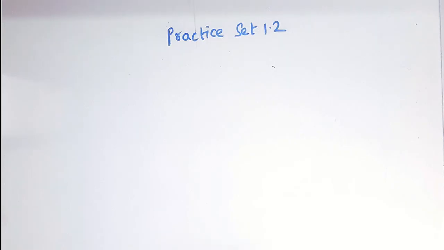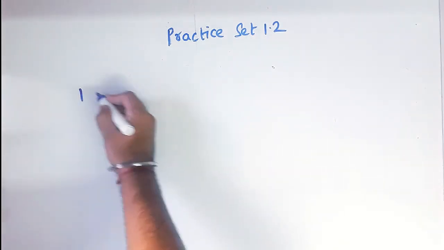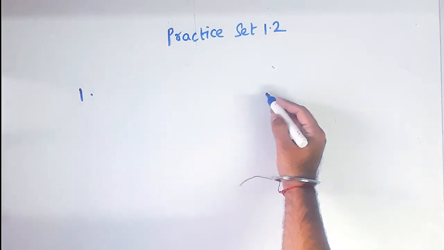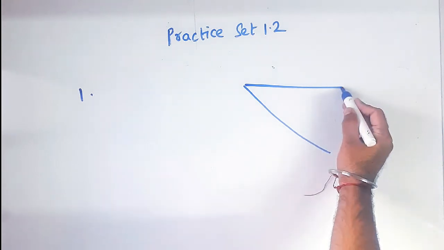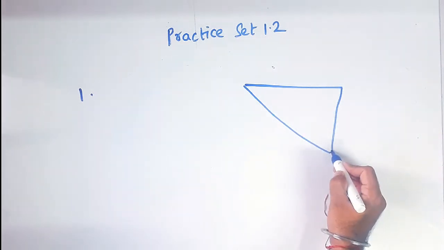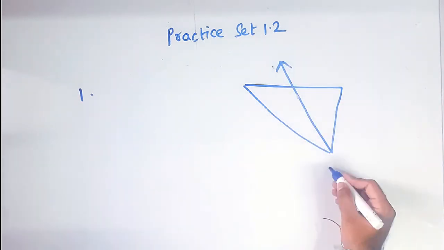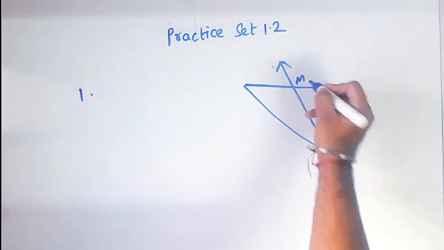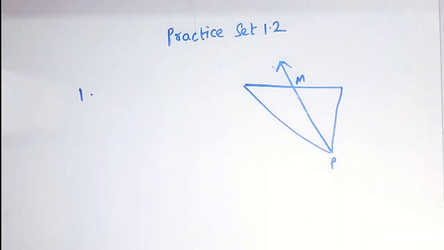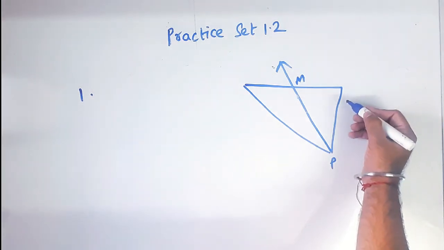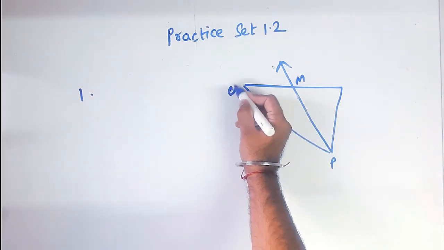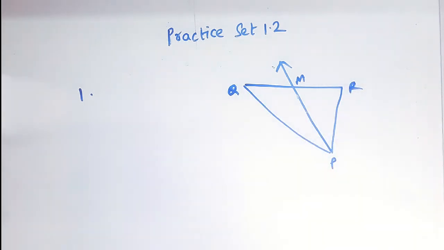Hello everyone, so today we'll be starting with practice set 1.2 geometry standard 10th. Okay, so without wasting any time, let us start the first one, where we have to show that PM is the angle bisector. In fact, we have to identify whether PM is the angle bisector of angle QPR or not.